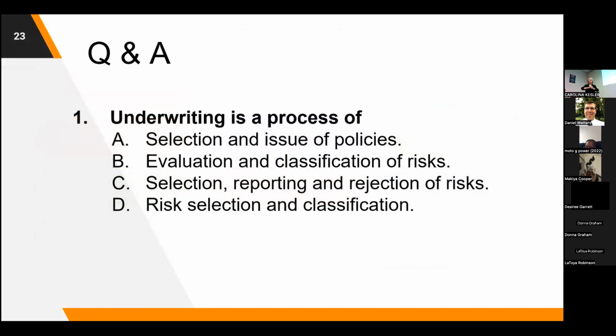Here's a quiz, everybody. So underwriting is a process of what? Selection and issue of policies, valuation and classification of risk, or selection, reporting, and rejection of risk, or risk selection and classification. Risk selection and classification. What does underwriting do? Select and classify, right?